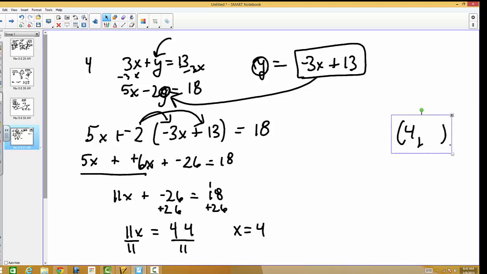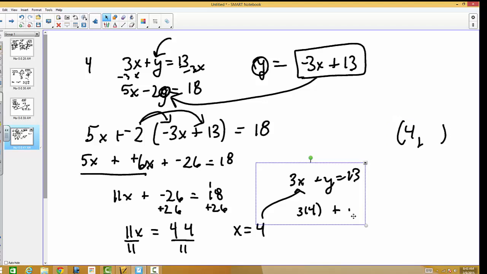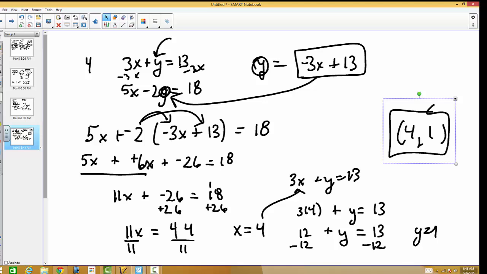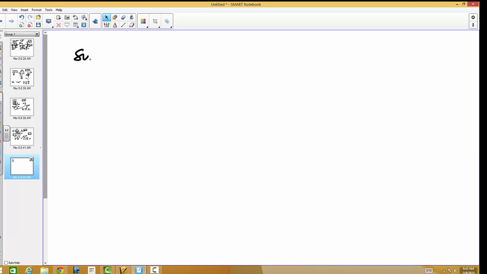Now, you're going to plug that into either of the two original equations. I personally think the 3x plus y equals 13 is a bit easier. So 4 goes in for x. 3 times 4 plus y equals 13. That's 12 plus y equals 13. Isolate the y by subtracting 12, so y equals 1. This is your ordered pair solution for the second one. You can plug it in and check. It works.